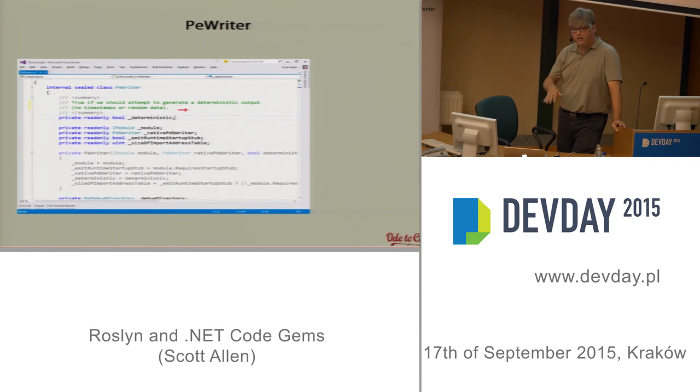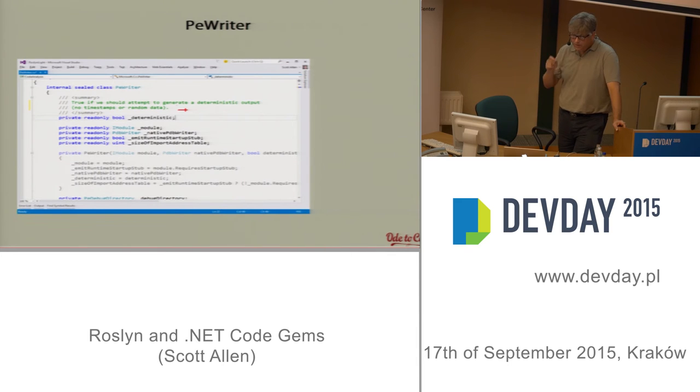Well, the C-sharp compiler and all this machinery, what it used to do when it generates an assembly, it would put timestamps in the assembly. So, you know, we compile 5 seconds later, we get a slightly different assembly. There's also this thing it had called an MVID, which is a module ID, essentially a GUID, so a random number that would get stuck in the assembly.